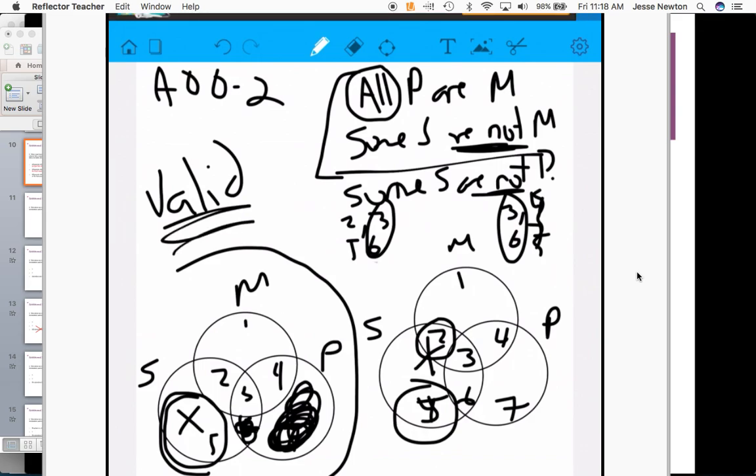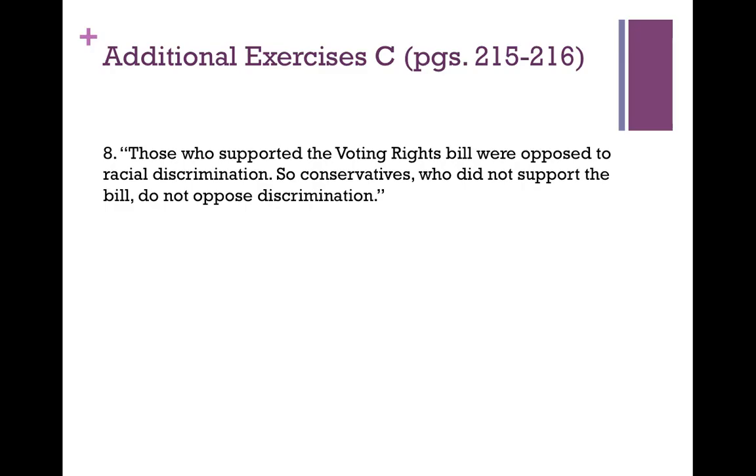Now we come to problem number 8. And this one I found really interesting for a couple of reasons, but primarily because it combines a number of the skills that we've learned throughout the semester. But let's look at this. Those who supported the voting rights bill were opposed to racial discrimination. So conservatives who did not support the bill do not oppose discrimination.